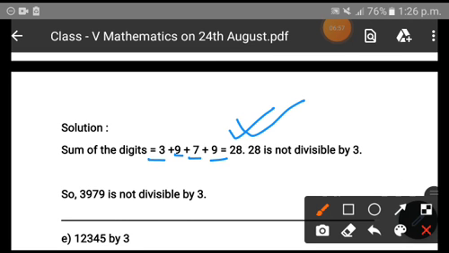But we know that 28 does not come in the table of 3, right? Do we get 28 in the table of 3? No. That is why 28 is not divisible by 3. Hence we can say that 3979 is also not divisible by 3.